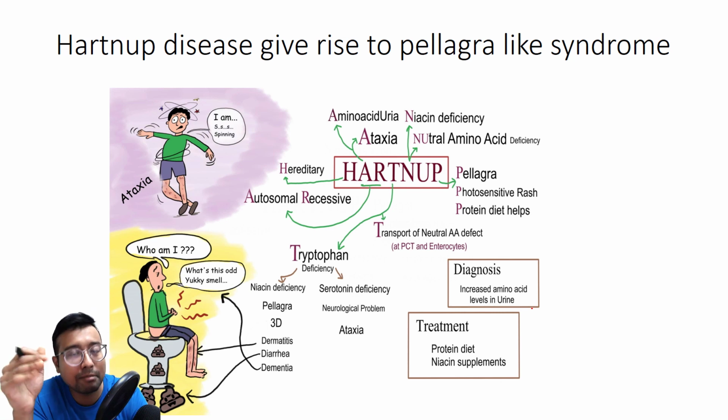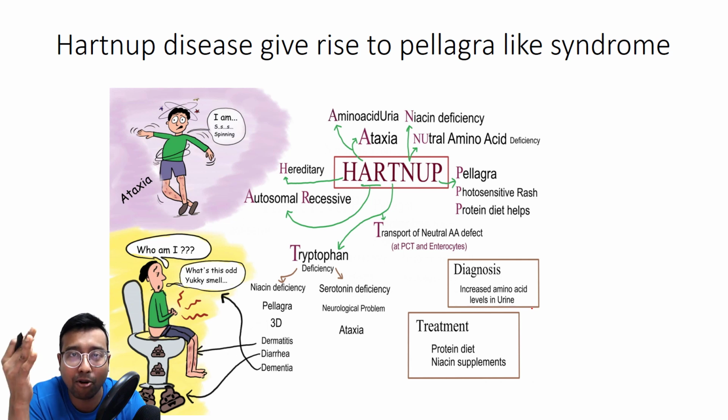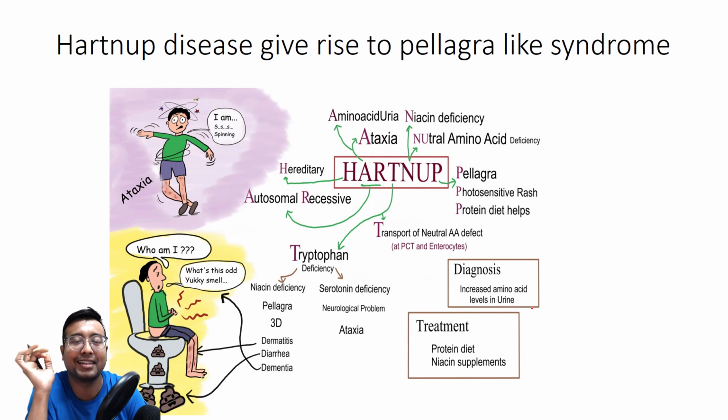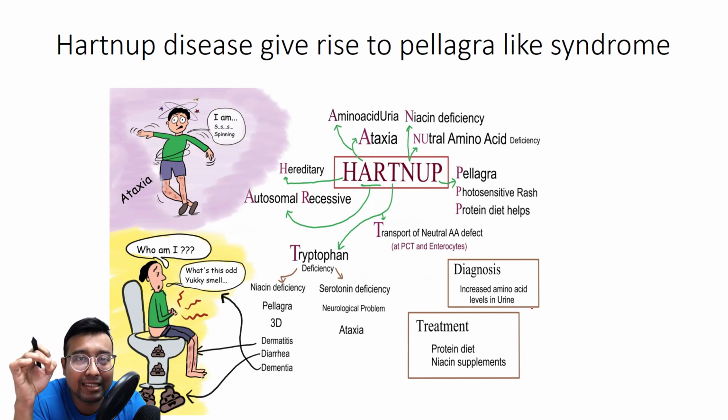Next, similar question: Hartnup disease gives rise to pellagra-like symptoms. I have a dedicated video on Hartnup disease where I have mentioned the mnemonic. You can find that on my channel. I will give the link in the description. But the mechanism is very similar. In Hartnup's disease, what happens? It's a defect where the kidneys cannot reabsorb neutral amino acids. So neutral amino acids get excreted, and one of the neutral nonpolar amino acids is tryptophan.